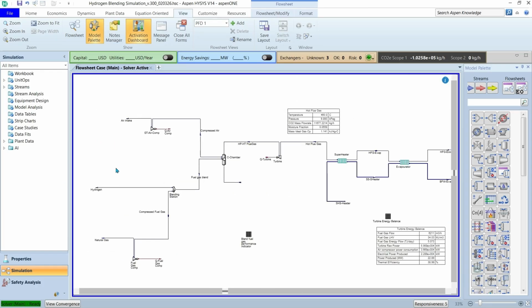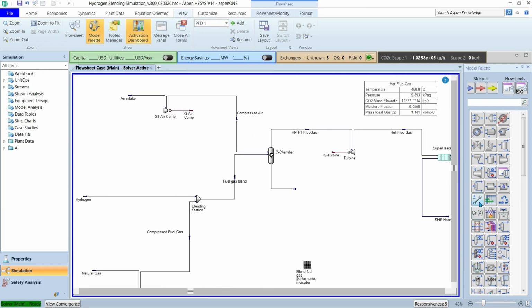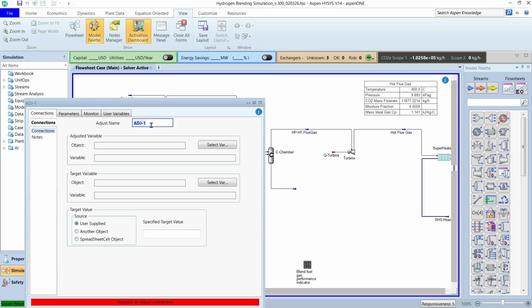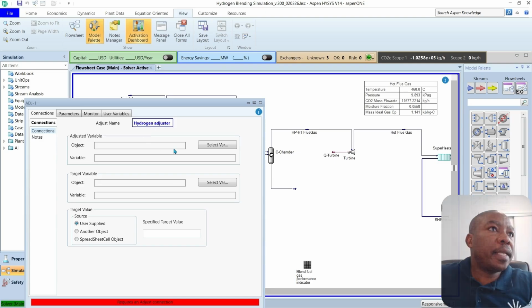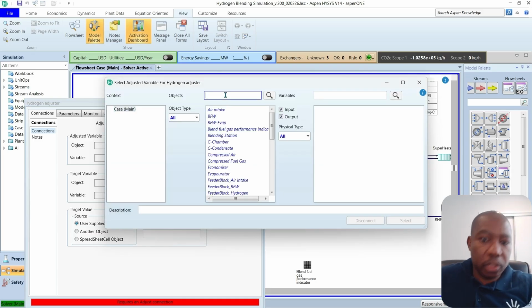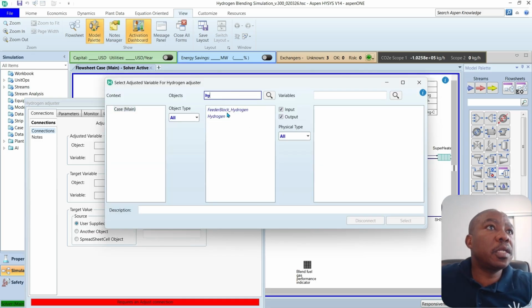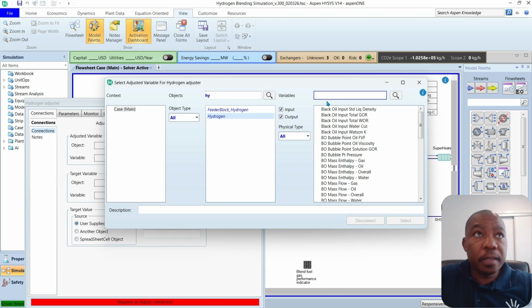Let me just zoom in here. Now we're going to use the adjust tool to adjust the mass flow rate of the hydrogen. Just double click on this spanner there to adjust, put it into the flow sheet, double click on it, and then I will rename it to hydrogen adjust. And so what are we adjusting? The adjusted variable is the mass flow rate of the hydrogen stream.